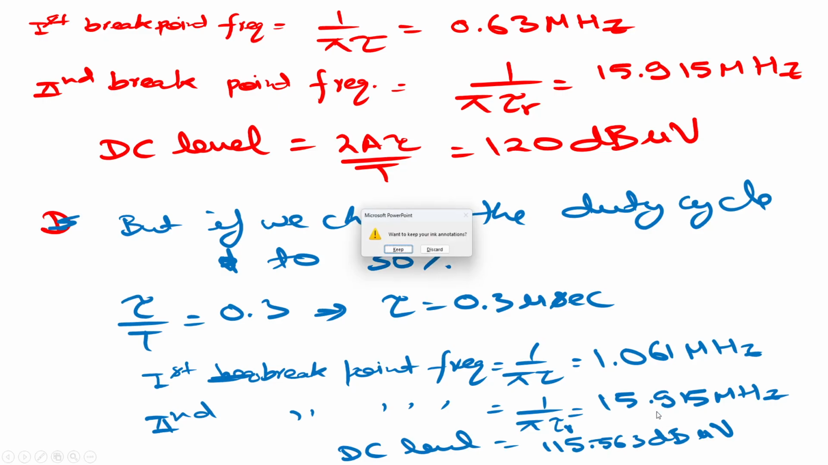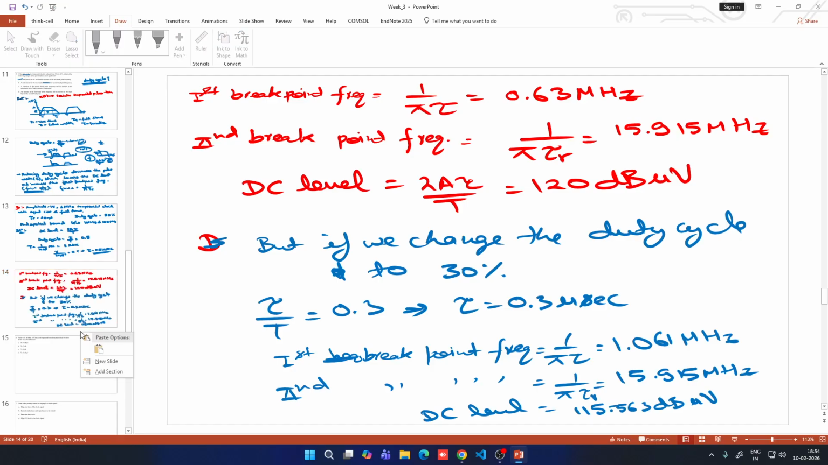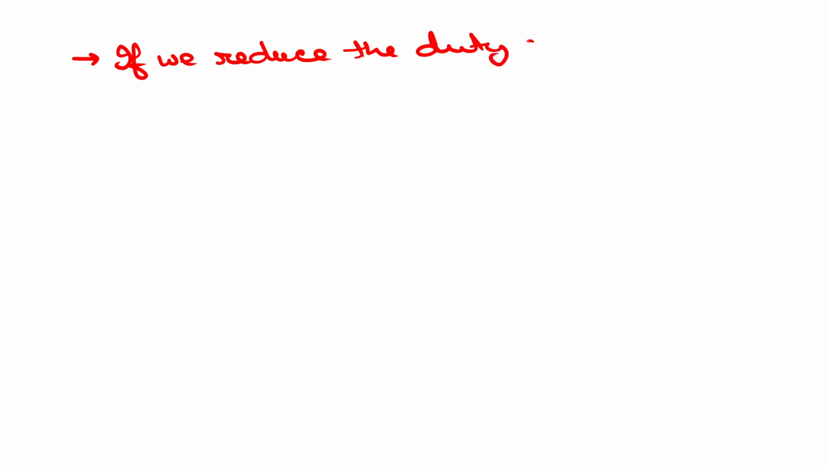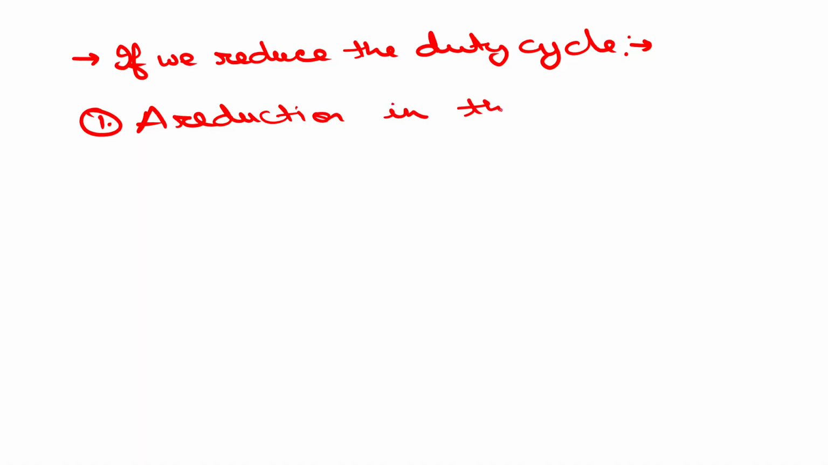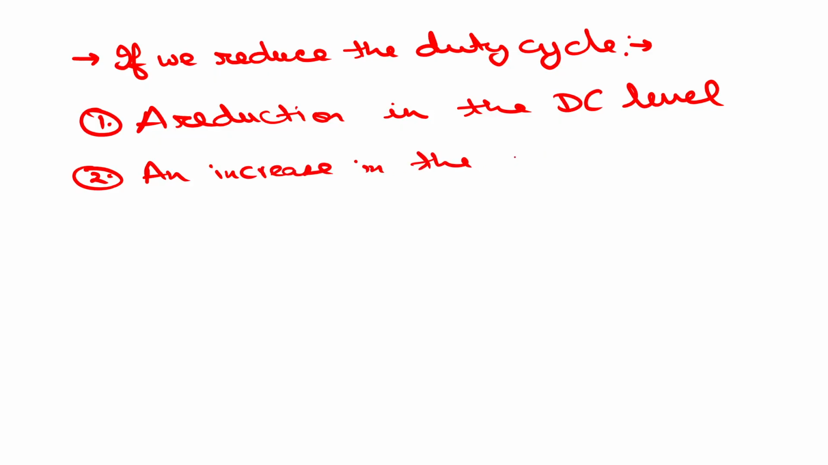So now what we have observed is, if we reduce the duty cycle, the first thing we observe is a reduction in the DC level, and second, an increase in the first breakpoint frequency.